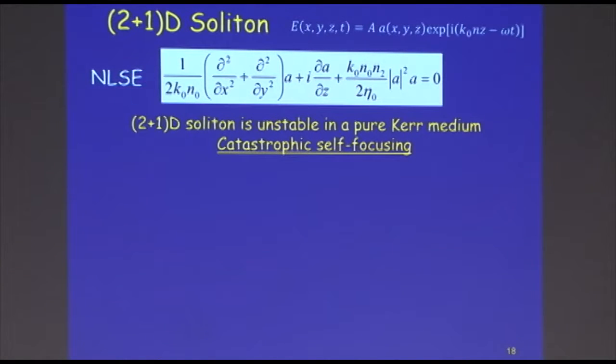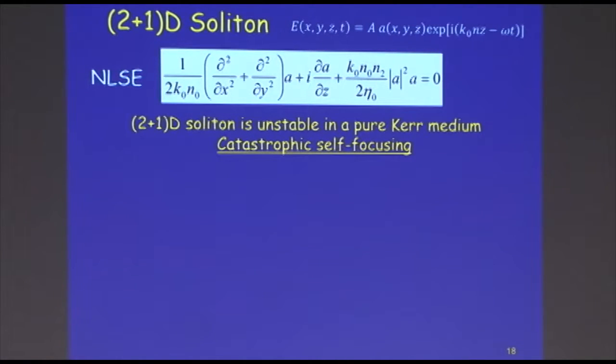But you can be interested in looking for the 2+1D soliton. That means considering the two transverse directions, X and Y, propagating along Z, and then Maxwell's equation is like that. The problem with this equation is that the solution that you get from here is not stable. You can find it mathematically. Just assume that there is a small change in the intensity.